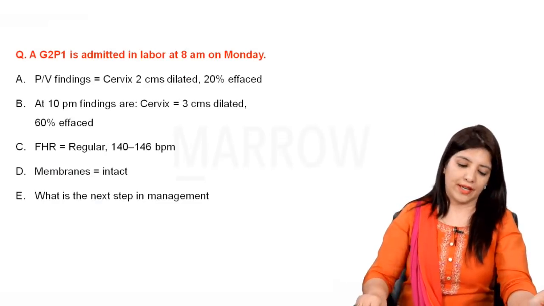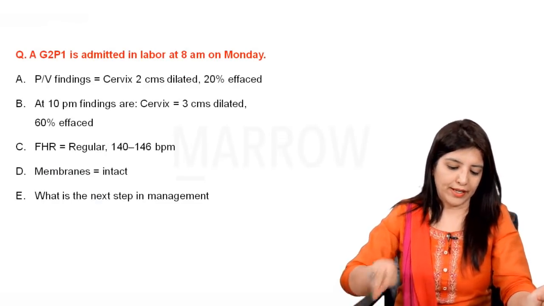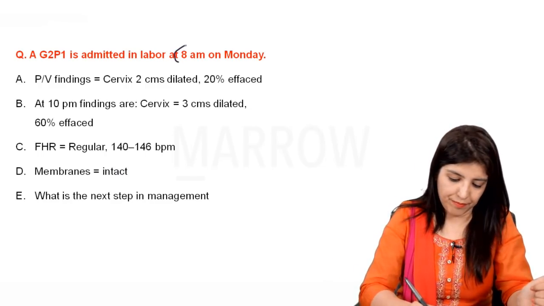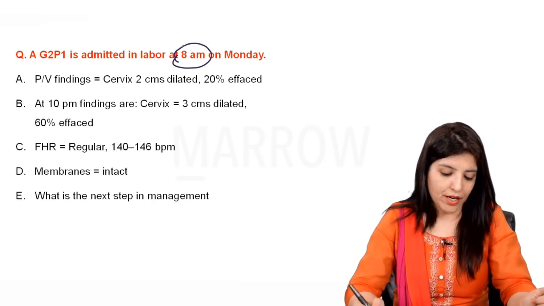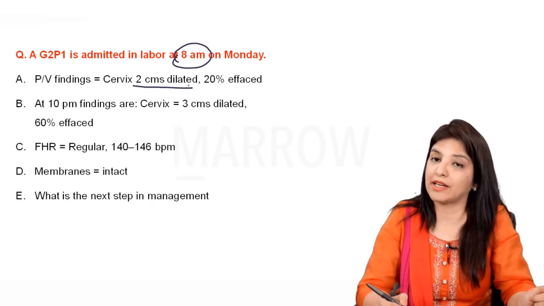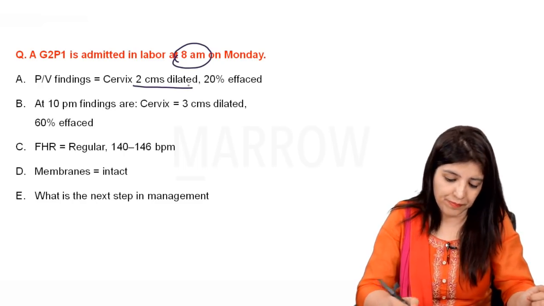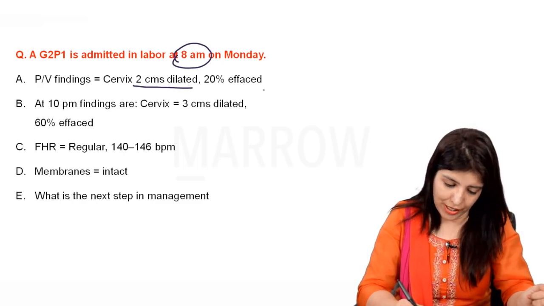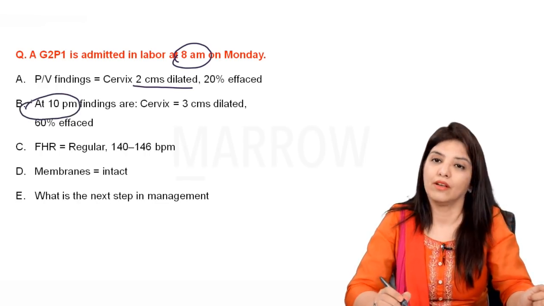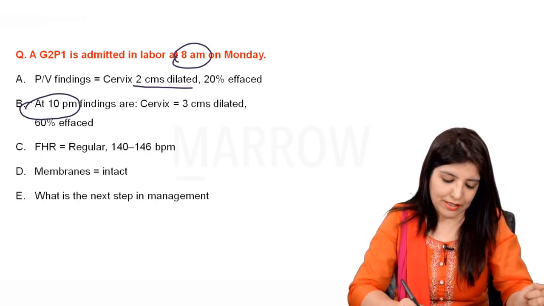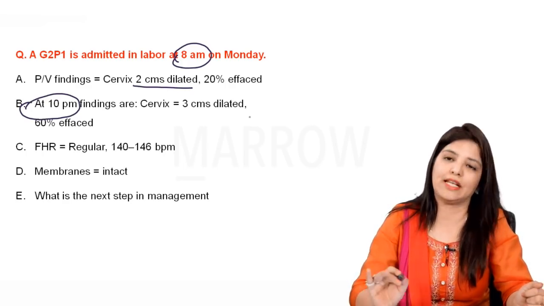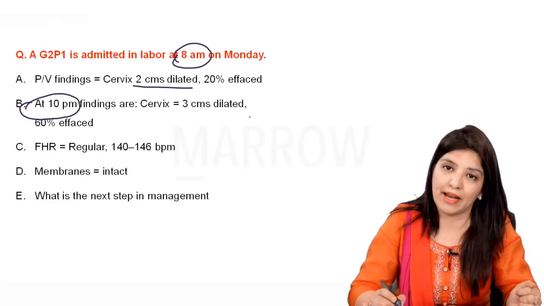So look at this question here. A G2P1 is admitted in labor at 8 a.m. on Monday. Her per vaginal findings are that the cervix is 2 centimeters dilated. That means she is in latent phase. Cervix is 20% effaced. At 10 p.m., her cervix is 3 centimeters dilated, 80% effaced, fetal heart rate regular, membranes intact. What is the next step in management?